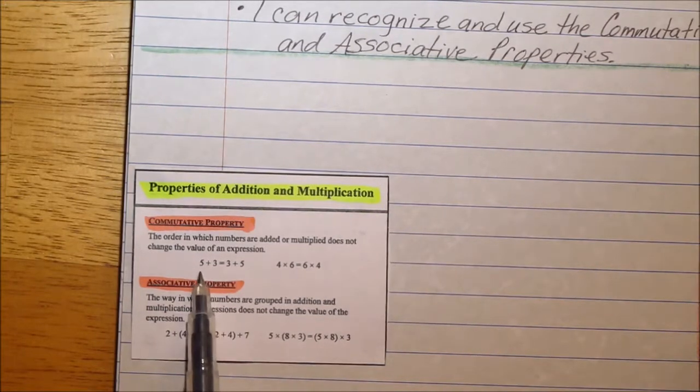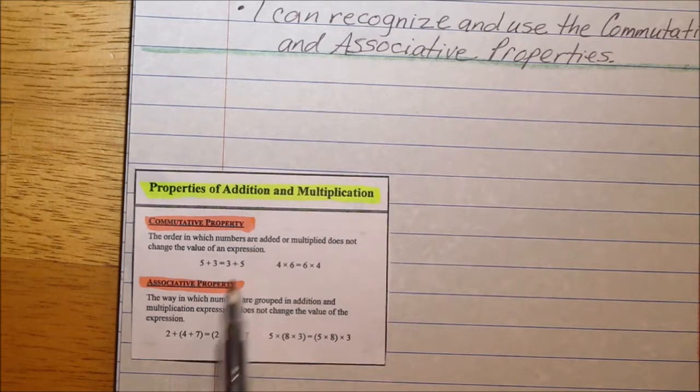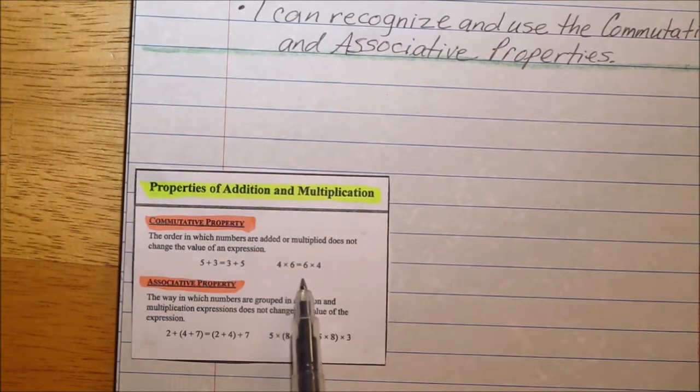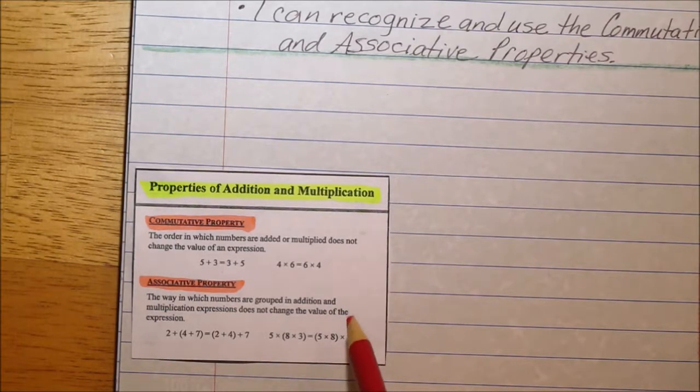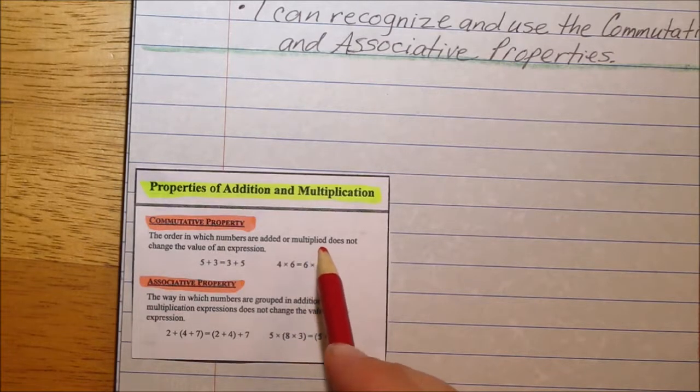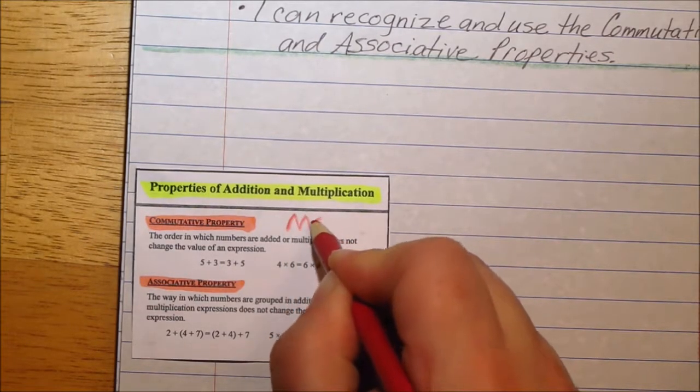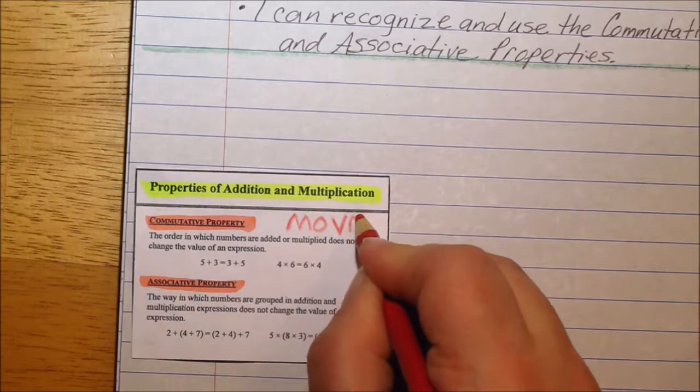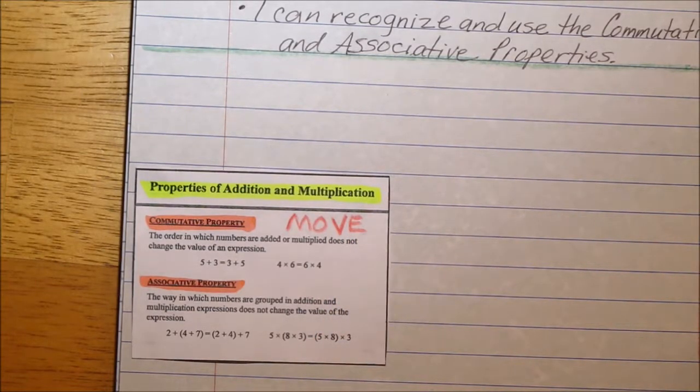So here they're showing you 5 plus 3 equals 3 plus 5. If I switch the numbers around, if I move the numbers on each side of the equal sign, it does not change the value. Here they have 4 times 6 equals 6 times 4. Same thing. I can flip, I can move those numbers, and it doesn't change the value you get. It will still be equal. So right here with your red pencil, go ahead and write move. The key word in remembering how the commutative property works is that the numbers move, or they commute.